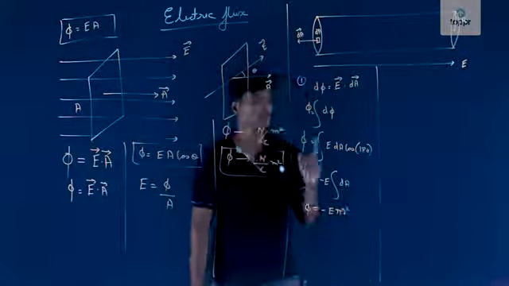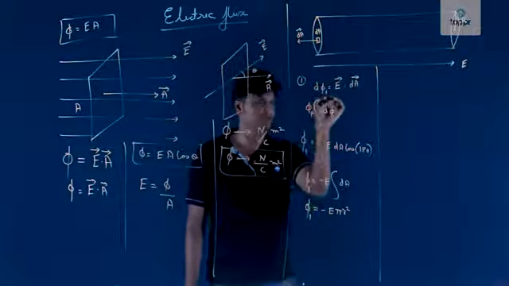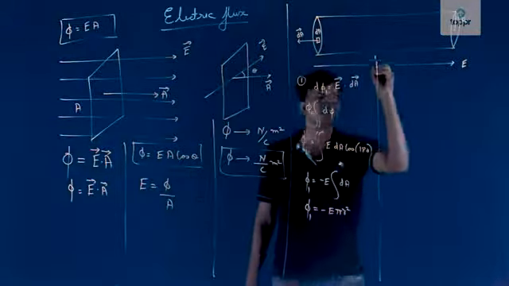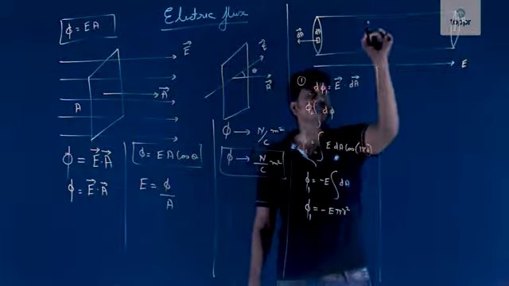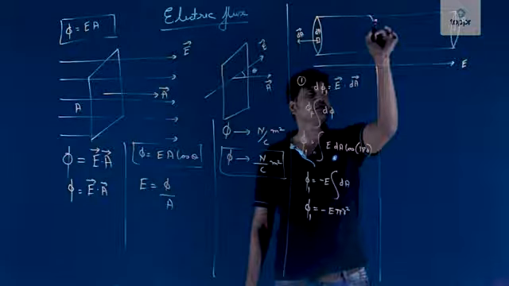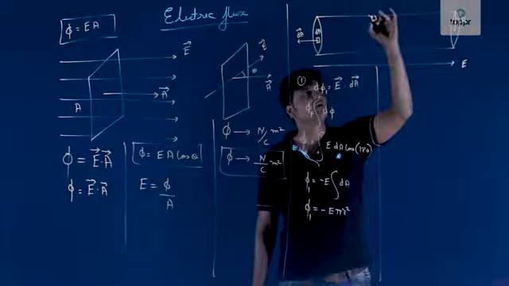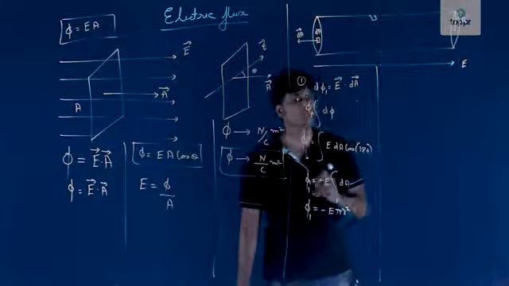Now the flux for the middle region. I'll name this as phi 1 for convenience. Okay. Now for the middle portion, I'll consider this small element of area. Now for this particular small element, what would be the direction of the area vector?